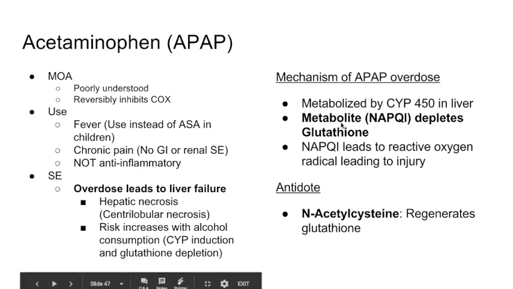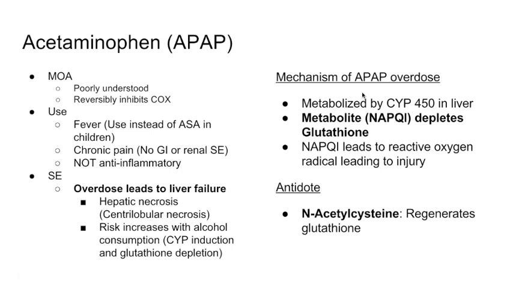So I wanted to delve a little bit deeper into the mechanism of overdose because you'll get pimped a lot about it, and I believe you can get asked questions in pharmacology or pathology or even biochemistry about the mechanism. If you understand it logically, acetaminophen goes into the liver and says, hey, I want to be metabolized. So it gets metabolized by the CYP450 enzymes.